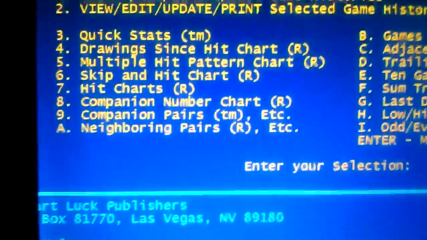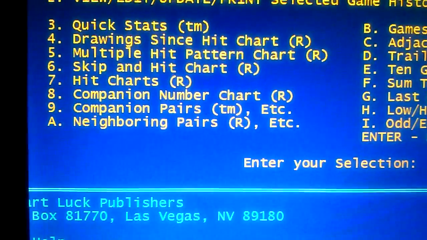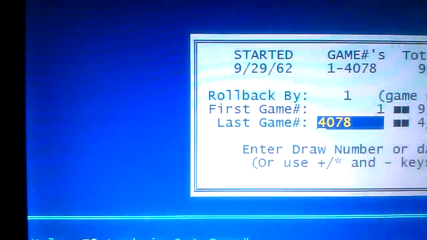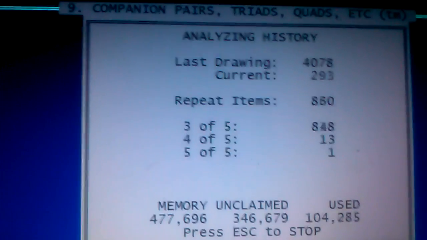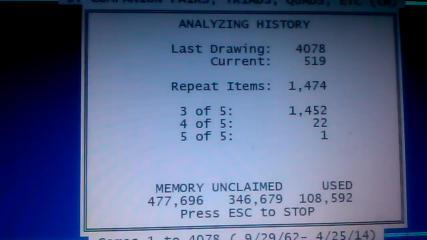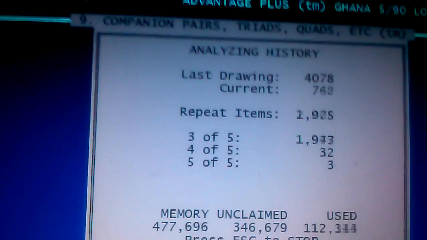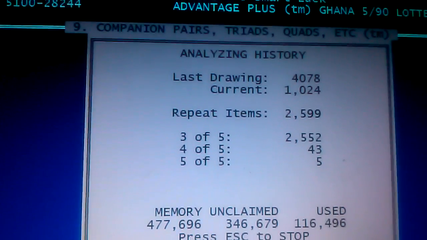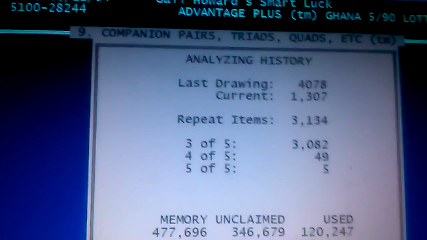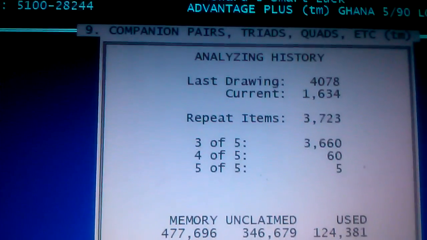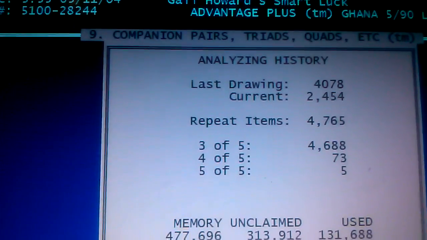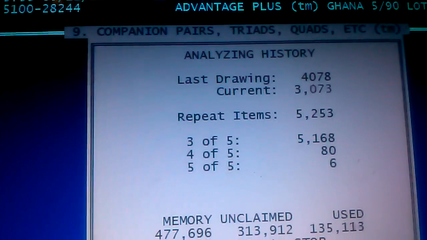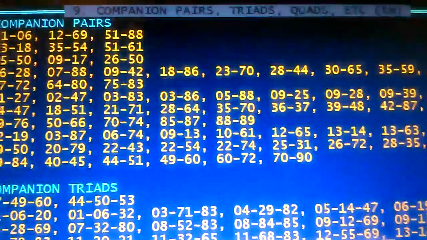You also have what we call the companion pairs chart, and this chart is absolutely wonderful. It is a true gem. You want to know how many times a number has hit with another number? This chart will tell you. And also chart number 8. And as you can see, it takes a while to build up because I have so much data in there.